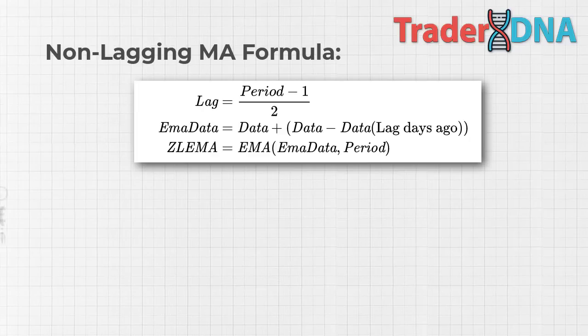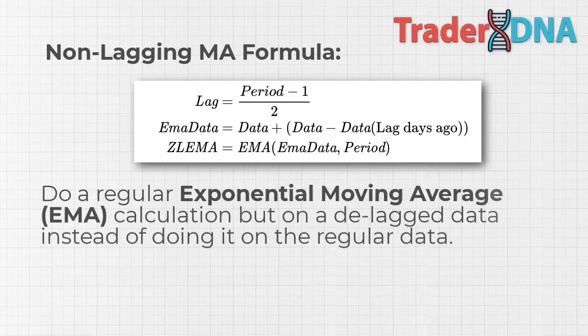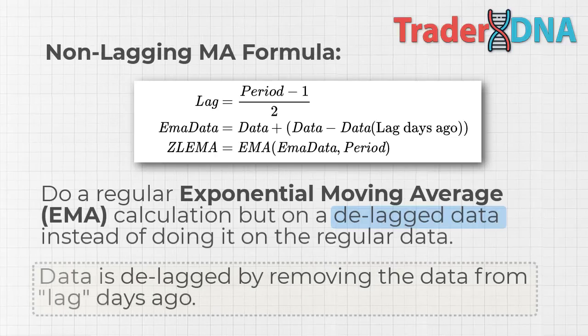The idea is, do a regular exponential moving average calculation, but on delagged data instead of doing it on the regular data. Data is delagged by removing the data from lag days ago, thus removing, or attempting to remove, the cumulative effect of the moving average.